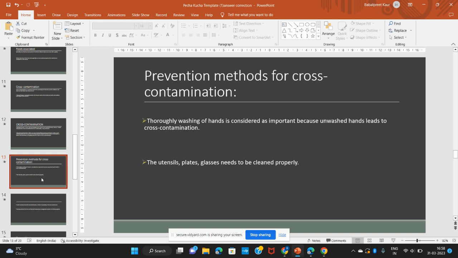So there are some prevention methods for cross contamination. The first one is washing of hands. We have to wash our hands because unwashed hands lead to cross contamination, and the utensils, plates, and glasses also need to be cleaned properly.